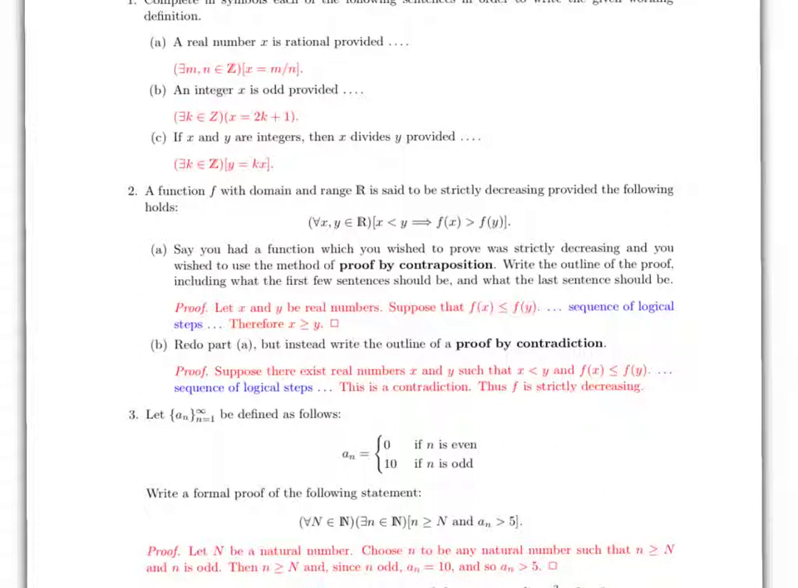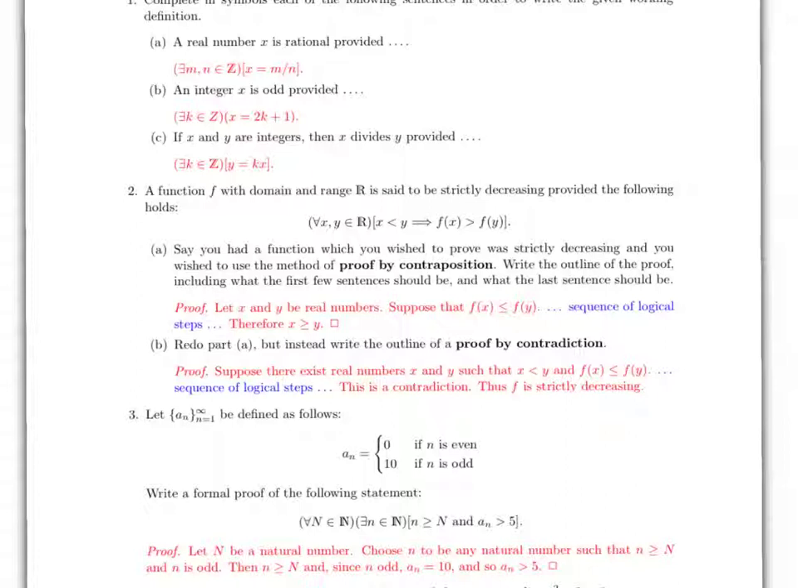So the proof would run like this. Let x and y be real numbers. Suppose f of x is less than or equal to f of y, and then you'd have a sequence of logical steps, and you'd ultimately try to deduce that x is bigger than or equal to y. So you'd have some point in the proof where you'd say, therefore x is bigger than or equal to y, and that would be the end of the proof.